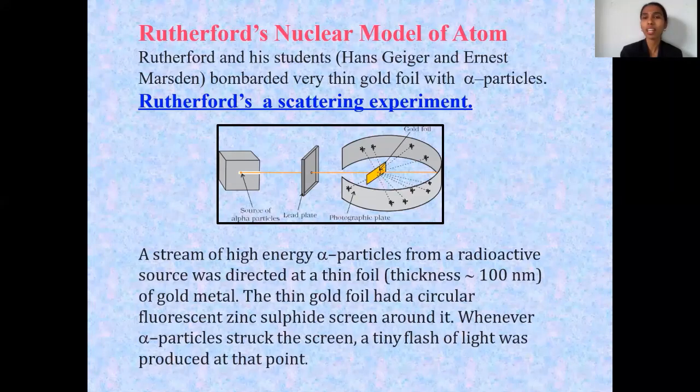What happened in this experiment? A stream of high energy alpha particles from a radioactive source was directed at a thin foil of gold metal having a thickness of approximately 100 nanometer. The thin gold foil had a circular fluorescent zinc sulfide screen around it. याच्या भोवती काय होती तर झिंक सल्फाइडची फोटोग्राफिक प्लेट होती स्क्रीन या गोल्ड फॉइलच्या भोवती. Whenever alpha particles struck the screen, a tiny flash of light was produced at that point.